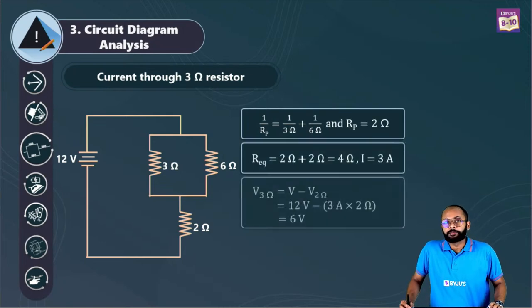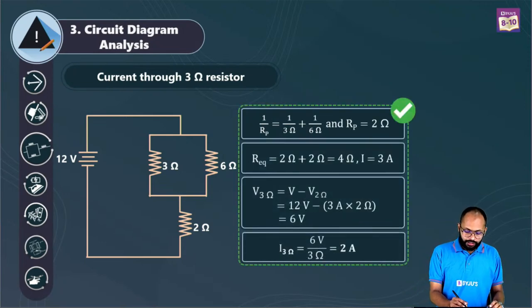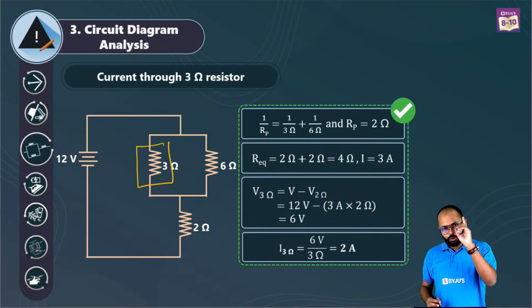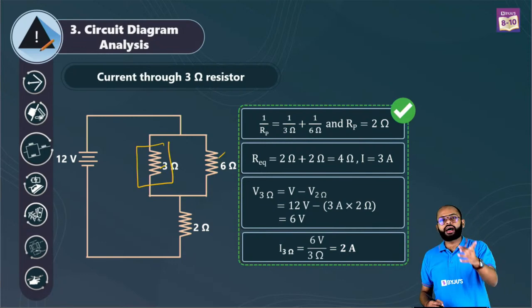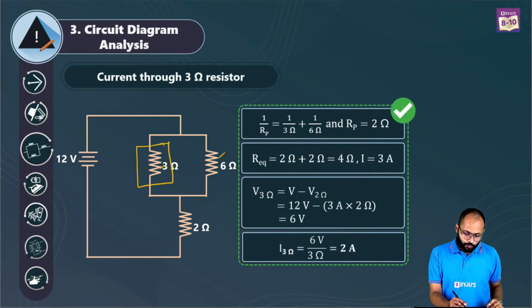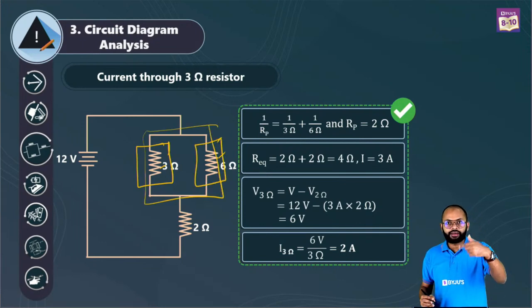How to go about it? First of all, you need to find the voltage across 3 ohms. Guys, listen very carefully, this is important. 3 and 6 ohms are in parallel, which means whatever voltage is across 3, it will be across 6 also. So if I find the equivalent resistance and the voltage across that resistance, that is the voltage across 3 and 6 ohms.